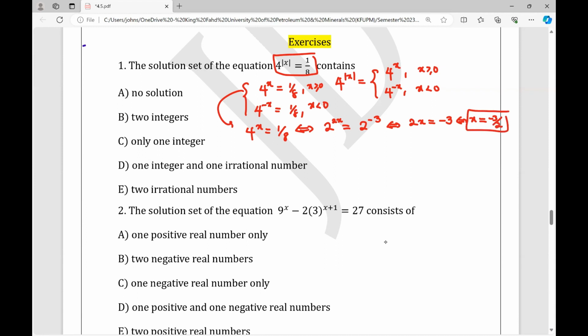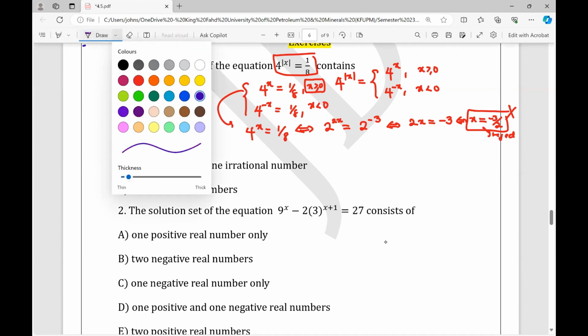But remember, this first equation we are solving requires x to be positive or non-negative. But look at the x we got, minus 3 over 2. So this has to be rejected. So we're going to reject this.